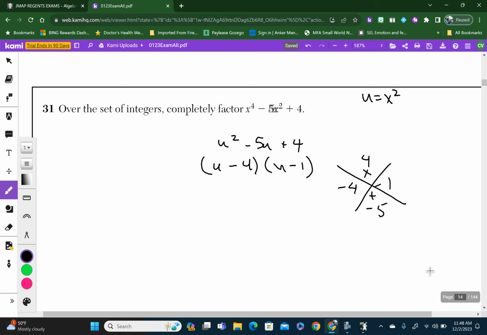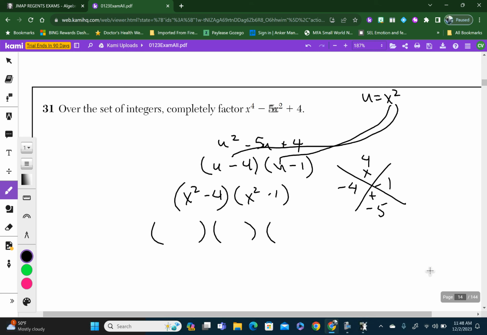All right, so now I've done that part, and now I can go back and plug in my x squared for my u's. So I have x squared minus 4 and x squared minus 1. So both of these are factorable into double bubble, double bubble. So x squared minus 4 is going to be x and x.